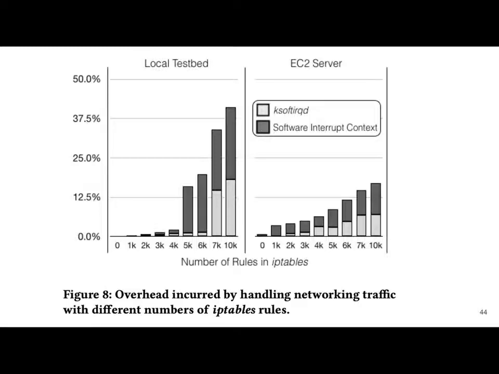In the figure, we can see that by increasing the number of rules in our iptables, the percentage of CPU usage for networking increases on both the EC2 server and the local testbed. So at 10,000 rules, on the local testbed it almost surpasses 40% of system usage, and on the EC2 server, which has a much better configuration, it also surpasses around 17 to 18%, something like that.